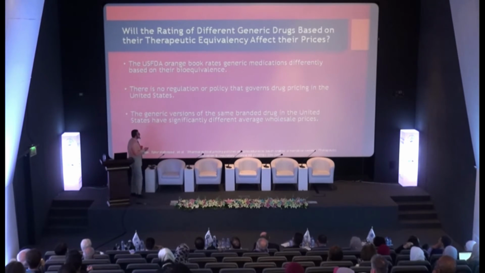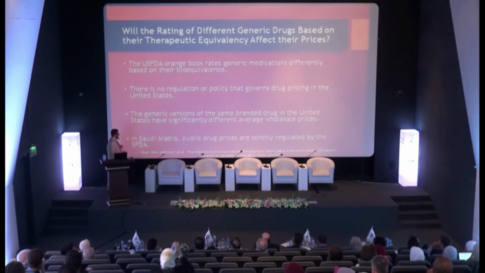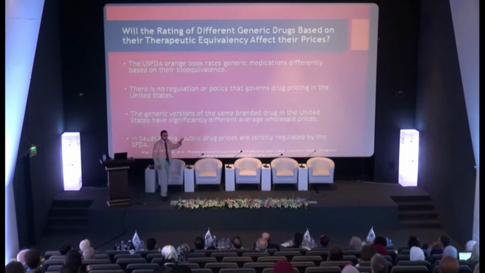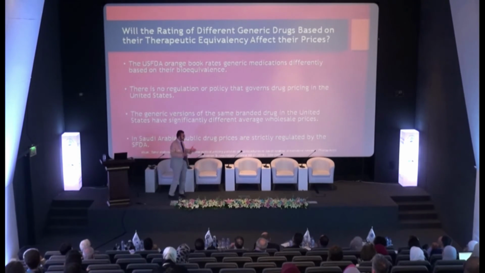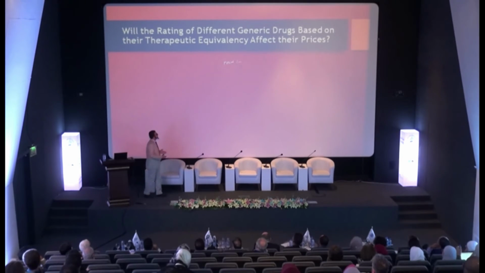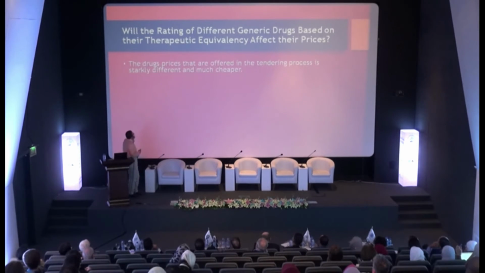A generic version of the same branded drug in the United States has a significantly different average wholesale price in the Red Book. In Saudi Arabia, public prices are strictly regulated by the Saudi FDA. Any medication to be registered and launched in the market has to be priced first by a pricing committee within the Saudi FDA. So this is a different case from the US, where the prices are left to the free market. However, the drug prices offered in the tendering process are starkly different and much cheaper.